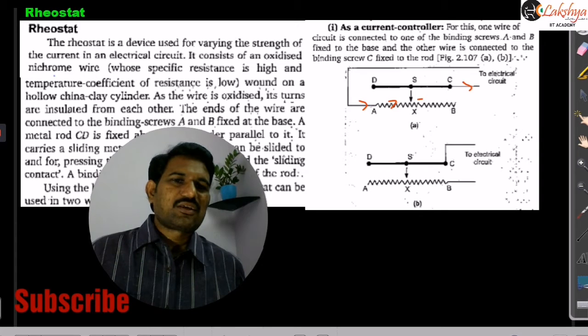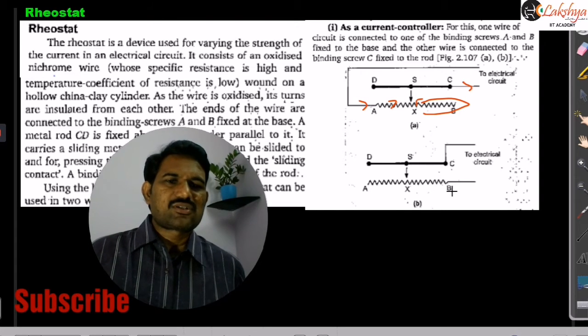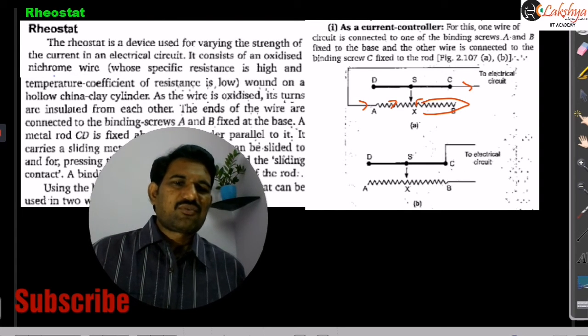From X to B, there is no current. There will be current only from A to X. Then it will flow through this conducting part like this. Or you can also give the connections like this. That means if a current is entering here, then it will flow only along this path, and then after that it will come out of the circuit like this.